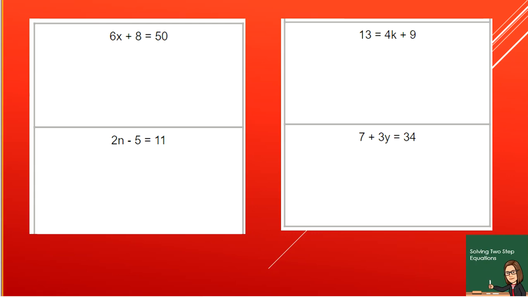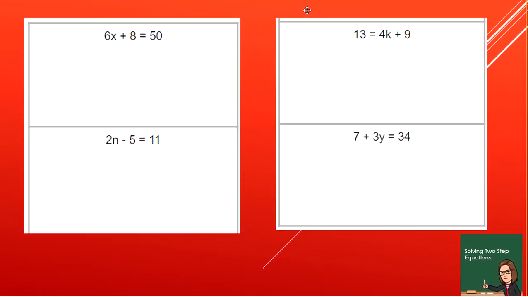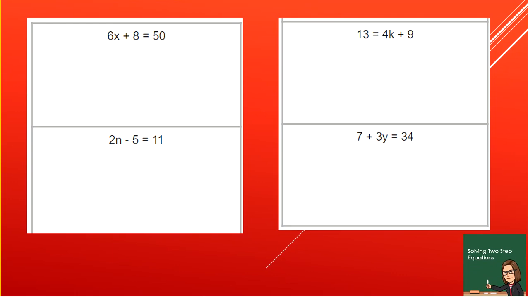Okay, so like before, remember, we're undoing our order of operations. So let's start and think about this. If I look at the first one, the first thing I do is I draw a line to show that this is my wall, that whatever I do to the left side, I have to do to the right side. So the first thing you need to do is locate your variable. Well, my variable is right here.